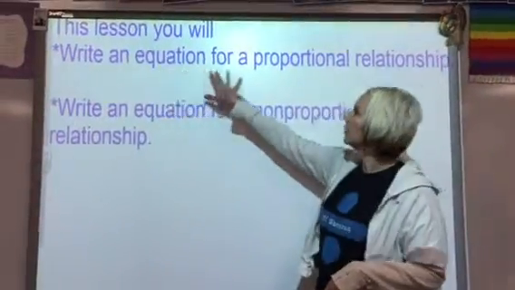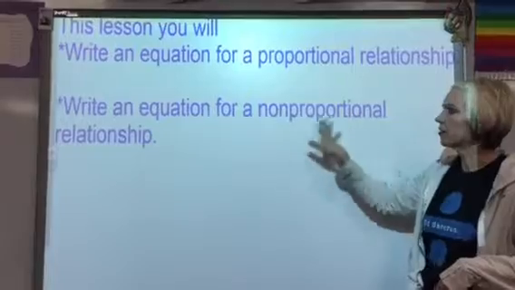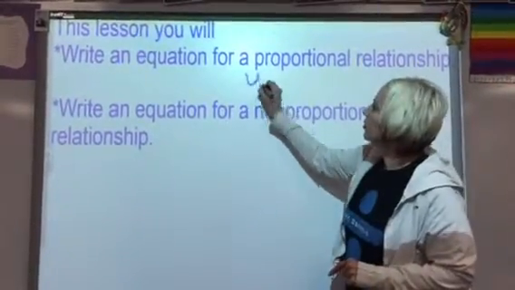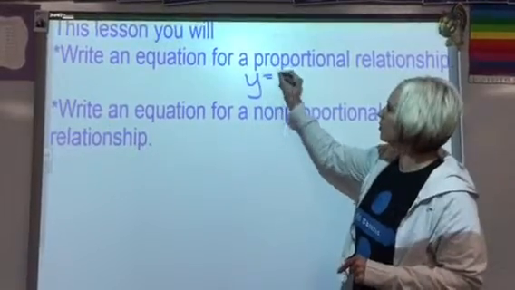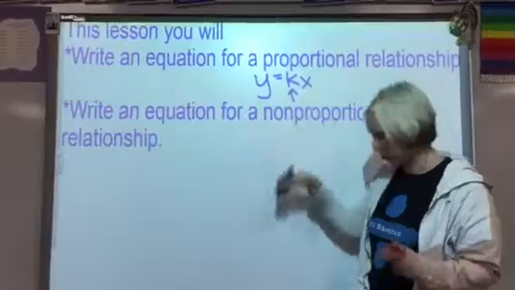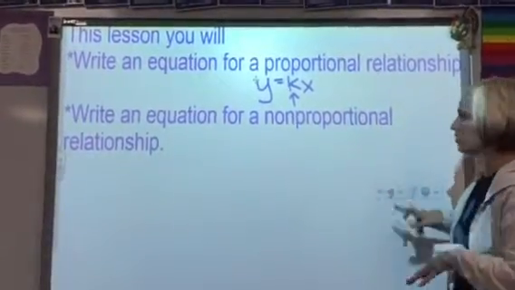In this lesson, you will write an equation for a proportional relationship and write an equation for a non-proportional relationship. So just a quick reminder here, a proportional relationship is y equals kx, where k is our constant or our slope. So you will be able to use what you used on the last lesson here as well.